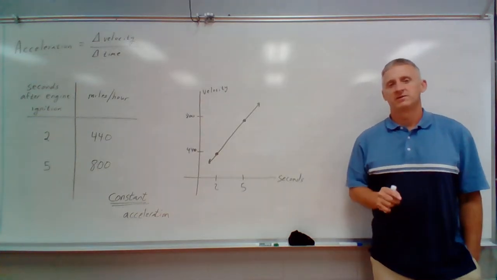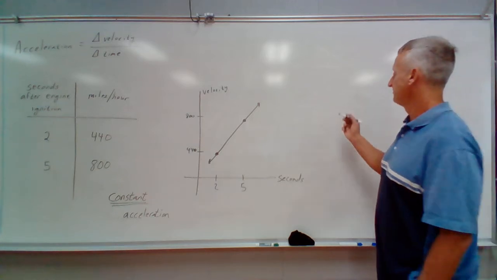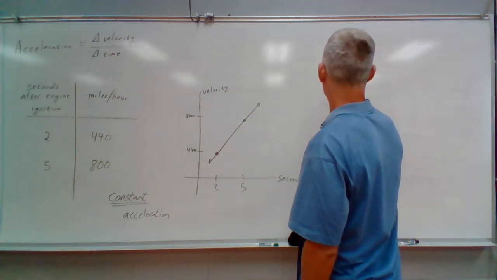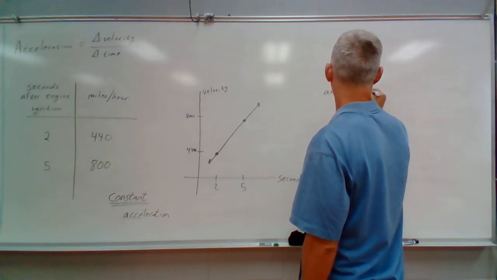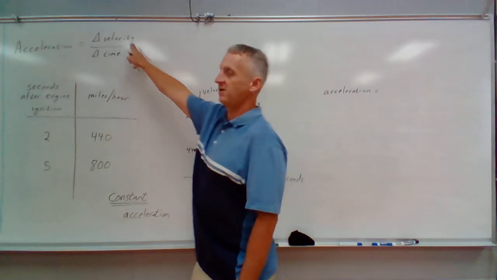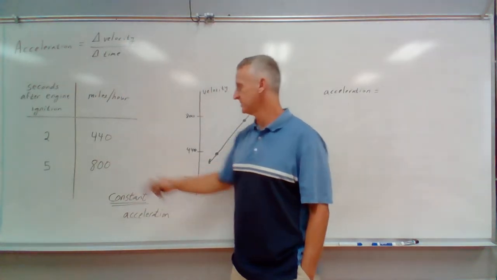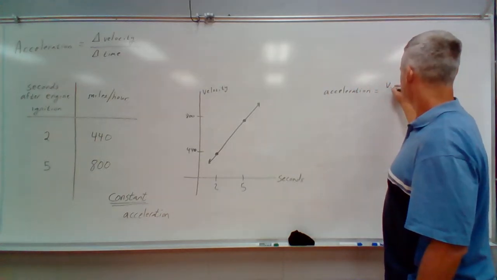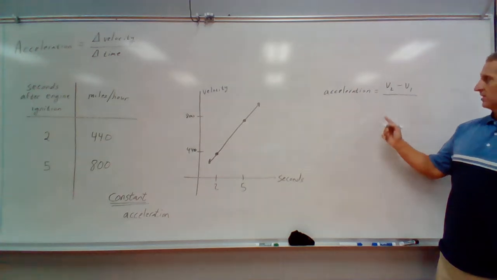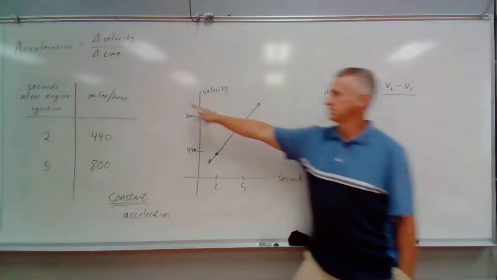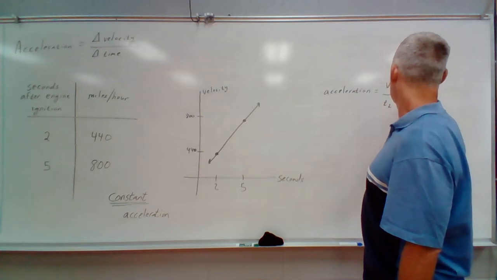We want to figure out what the acceleration is of this spaceship. So acceleration, in this case, will be the change in velocity. So to find the change in velocity, we will subtract the velocities. So we're going to do velocity number 2 minus velocity number 1 over the change in time. So we will subtract the times. So T2 minus T1.